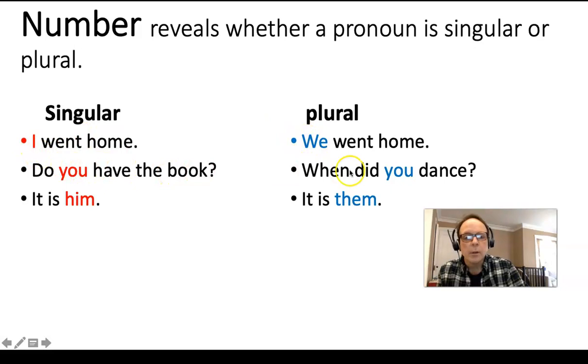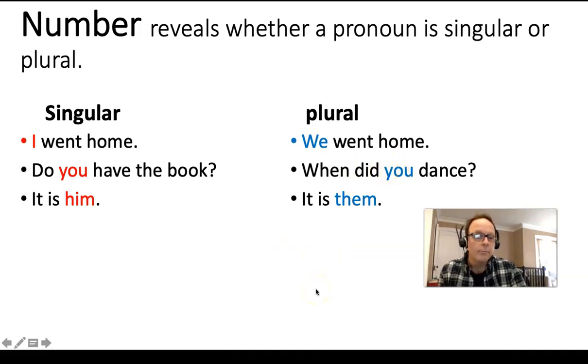Do you have the book? And when did you dance? This is kind of interesting because in English, we don't have a second person plural, right? And that's why where I grew up, everybody says y'all. You guys might have heard that expression before, right? You all, y'all. But that's a Southern thing because we don't have a second person plural pronoun.